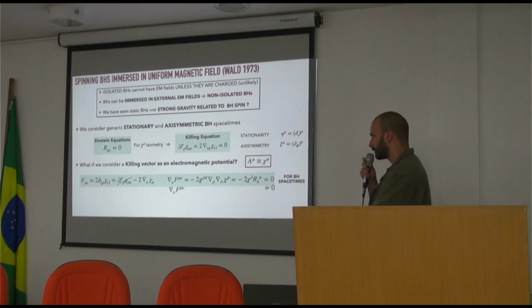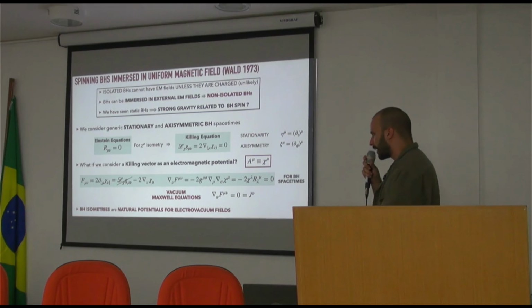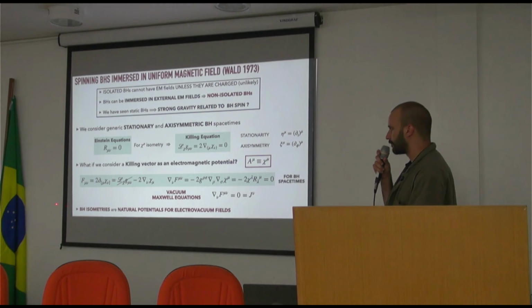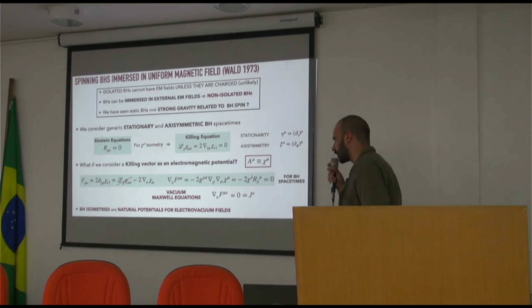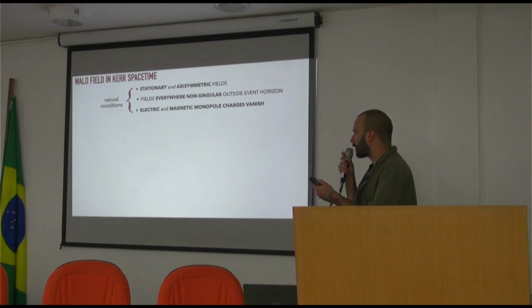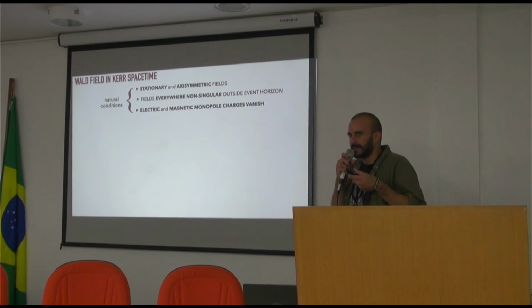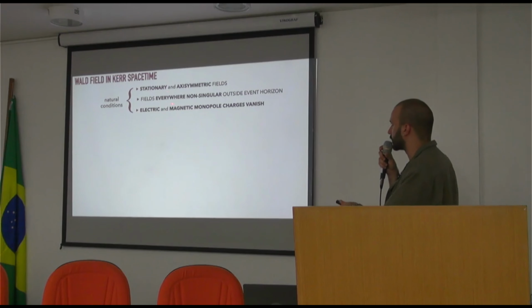So what we obtain is a solution of vacuum Maxwell's equations in a black hole space-time. Basically what we have learned is that the black hole isometries, the Killing vectors, can be used as natural gauge potentials to generate vacuum field solutions of Maxwell's equations. Of course, it is not said that just because you have a solution, this is physically relevant. Of course, you want to respect some natural properties.